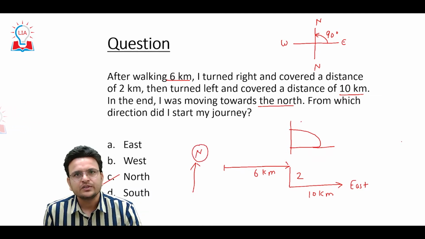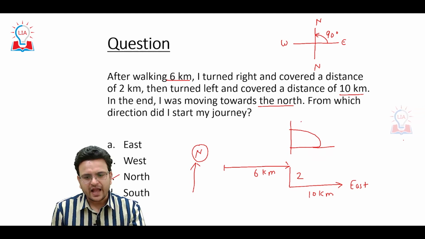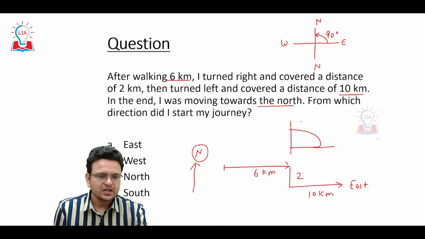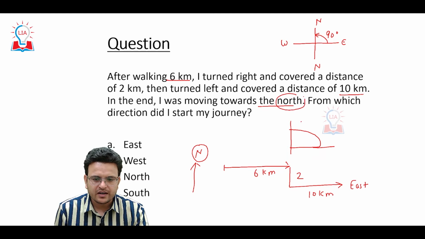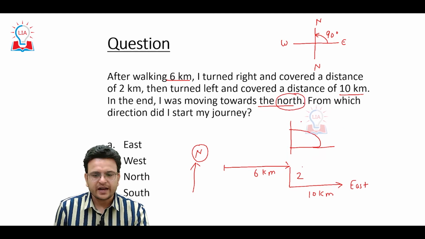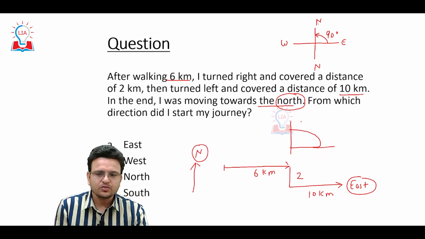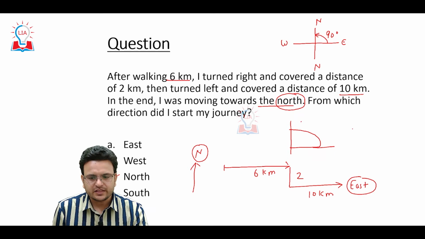Got it? So it simply means we can start from anywhere and finally we have to think what the question is telling. The question is simply telling that at the end the person is moving toward north, but as per our diagram the person is moving toward east. So east to north the person has to move 90 degree. So this entire diagram I have to move toward 90 degree.